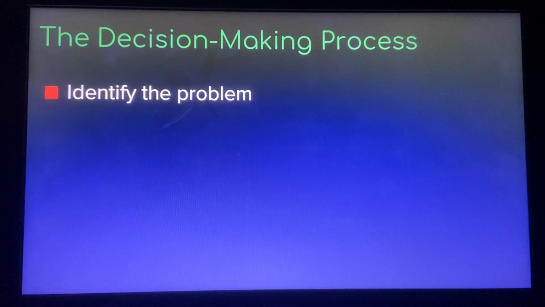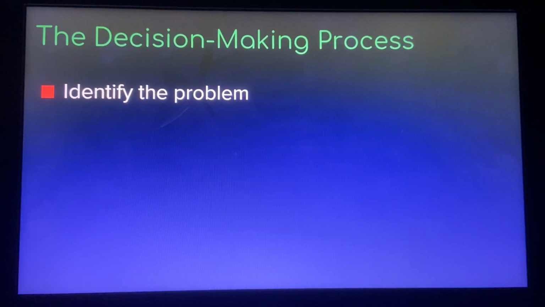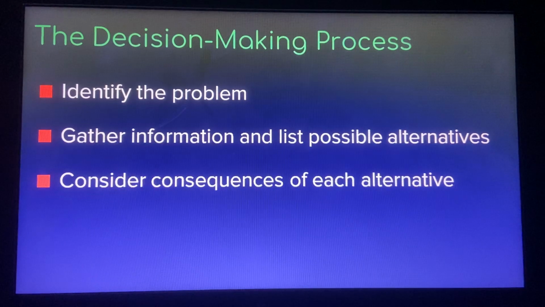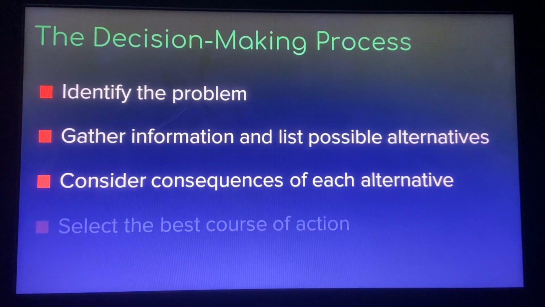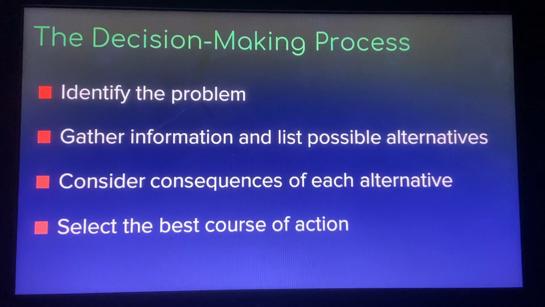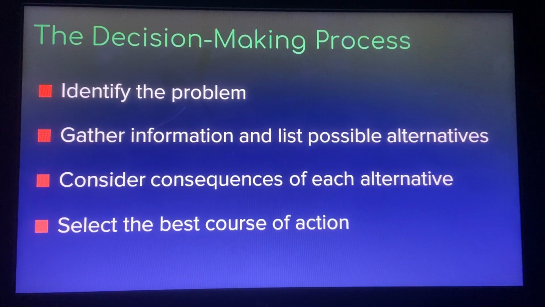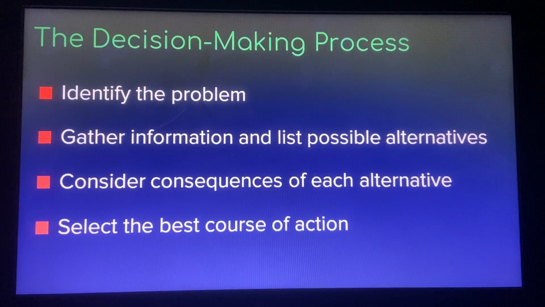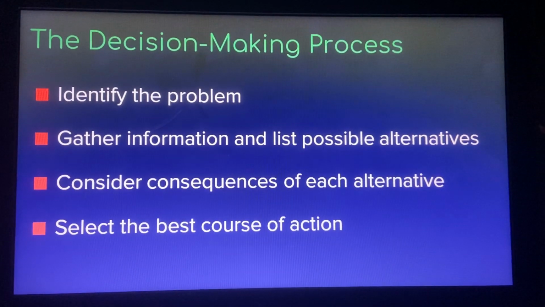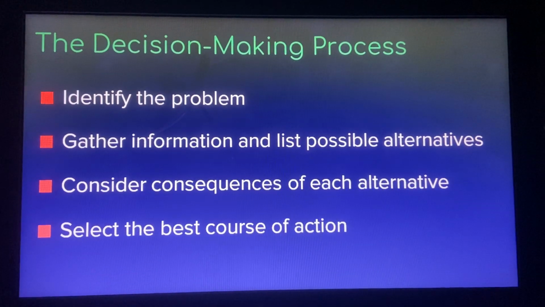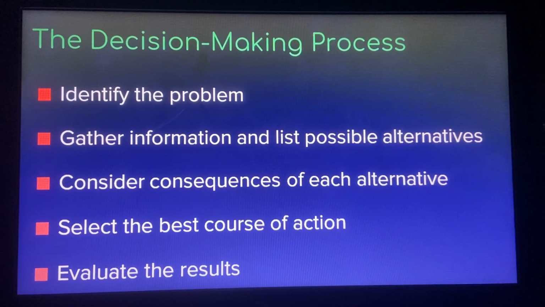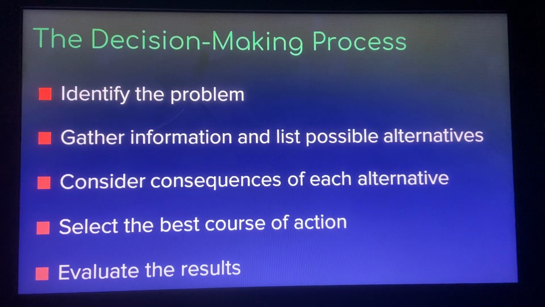The decision-making process starts with identifying the problem, gathering information and listing possible alternatives, considering consequences of each alternative, and selecting the best course of action. So when you're making a decision, it's a step-by-step process. We don't want to make decisions too quickly, or it might be the wrong decision. So first we want to identify the problem, then we want to gather information, make a list, consider the consequences, and then select the best course of action.